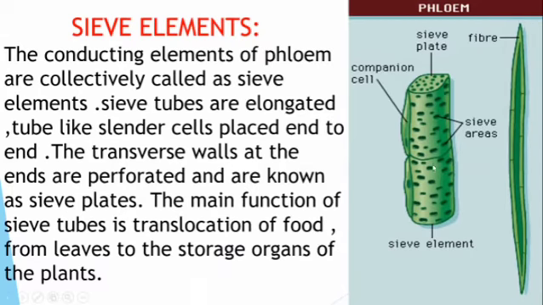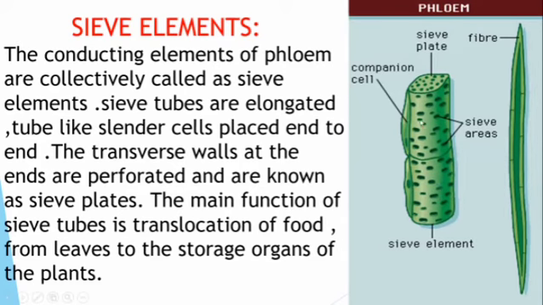The main function of the sieve tubes of the phloem is translocation of food from leaves to the storage organs of the plants. The main function of xylem is to conduct water from the root to the apex and the leaves. But phloem conducts the food material prepared in the leaves and translocates it to other parts of the plant or to the storage organs. So the conducting elements of phloem are collectively called sieve elements.